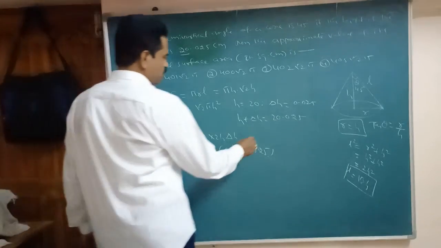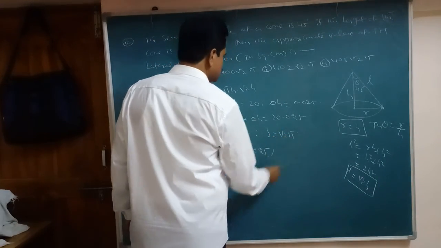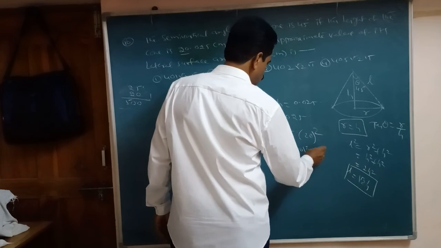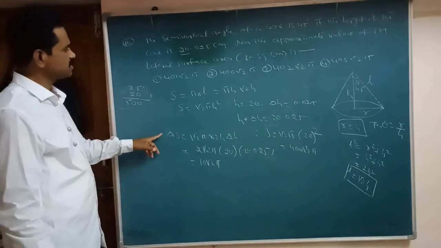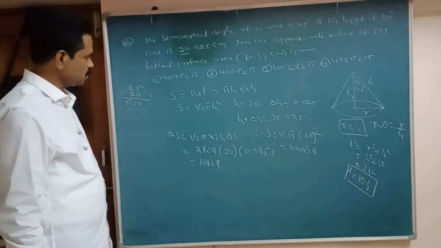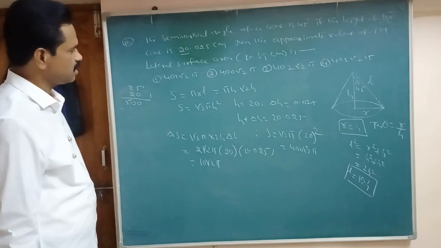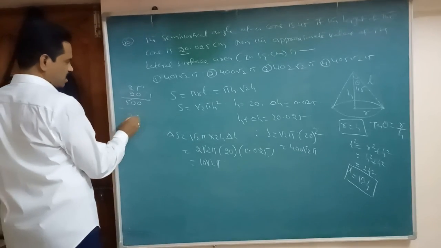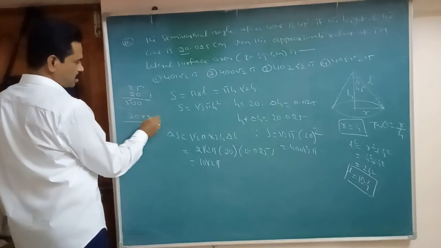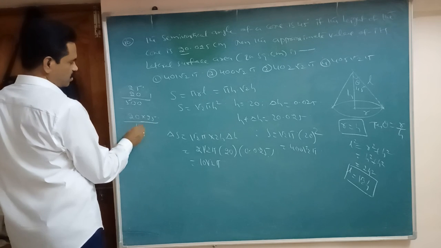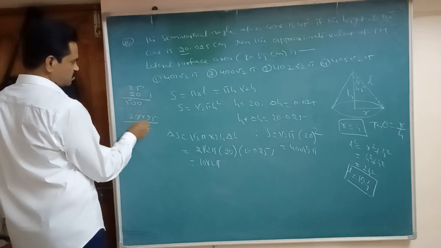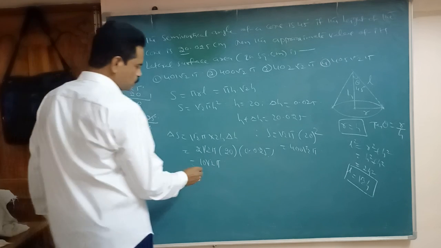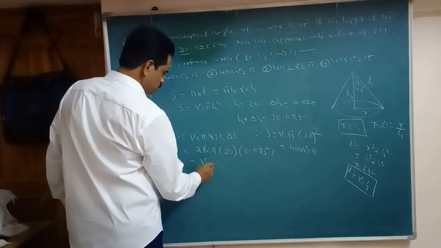Now find S. S equals root 2 pi into H square. 20 square is 400, so S is 400 root 2 pi. Once again, delta S is root 2 pi into 2H into delta H, with H equal to 20 and delta H 0.025, which simplifies to 1, so delta S is root 2 pi.